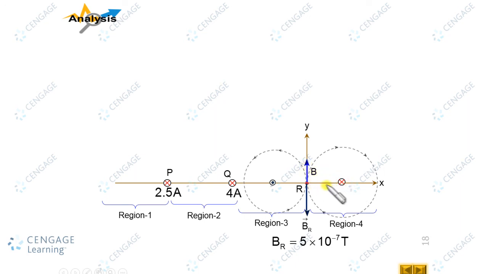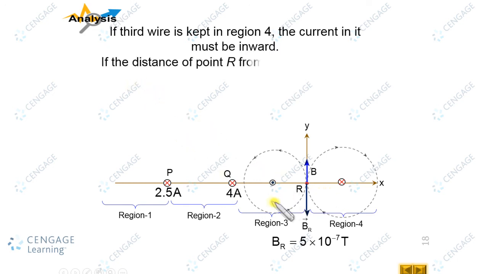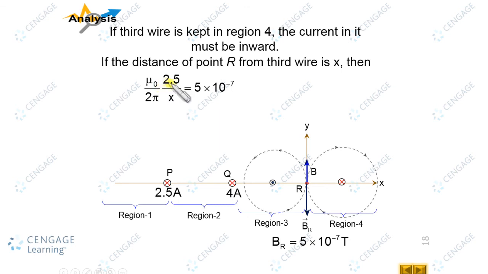Let this distance be x. Here we can repeat the same process. The net magnetic field because of this wire should be equal to 5 into 10 to the power minus 7. We did the same process for region 3. So let us place this wire at a distance x, and this magnetic field should be equal to this one. Calculating with the same process, it again comes out to 1 meter. That means the third wire can be placed to the left of the point R at 1 meter, or to the right of the point R at a distance of 1 meter.